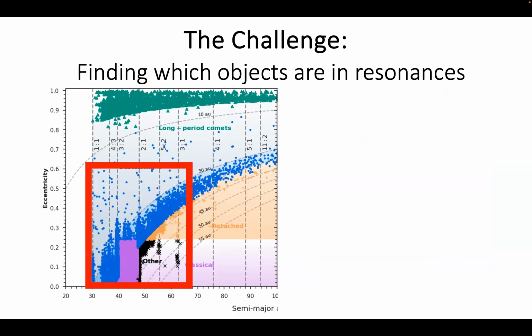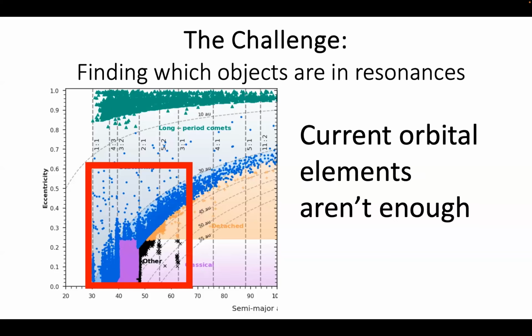However, the challenge is being able to know which of these objects in the trans-Neptunian region are actually in these resonances. So if I took this figure and instead of having it color coded here, it was just a black and white figure, there's many objects in this trans-Neptunian region. It's a little difficult just from looking at the current orbital elements of these bodies to figure out which ones are actually in a resonance.